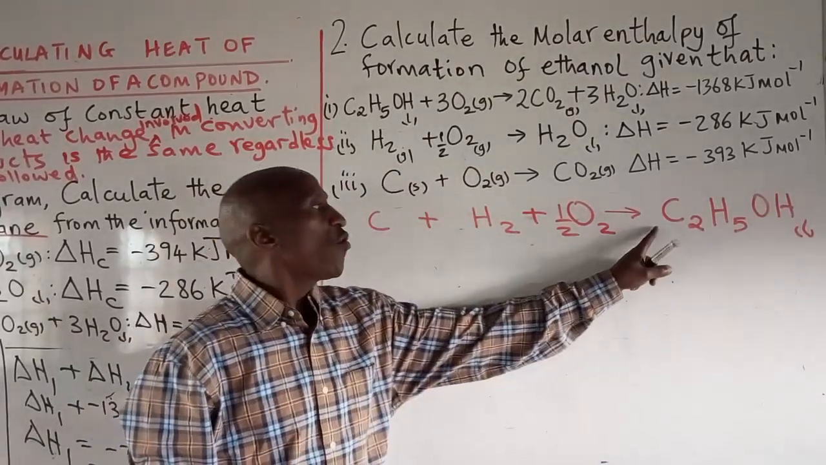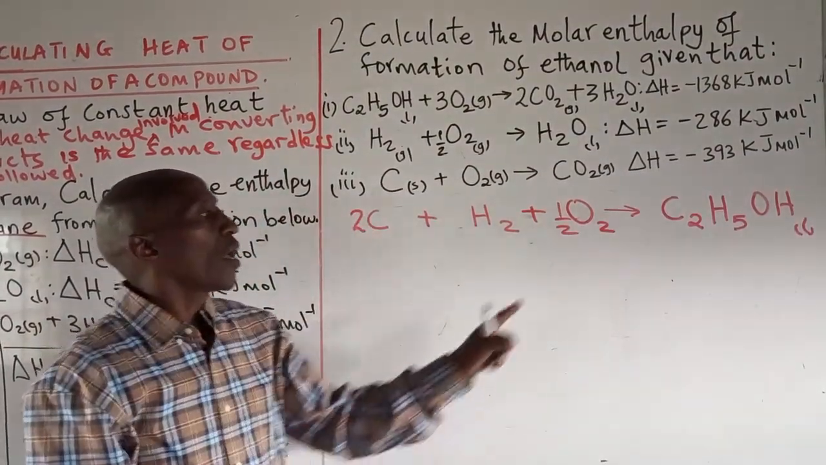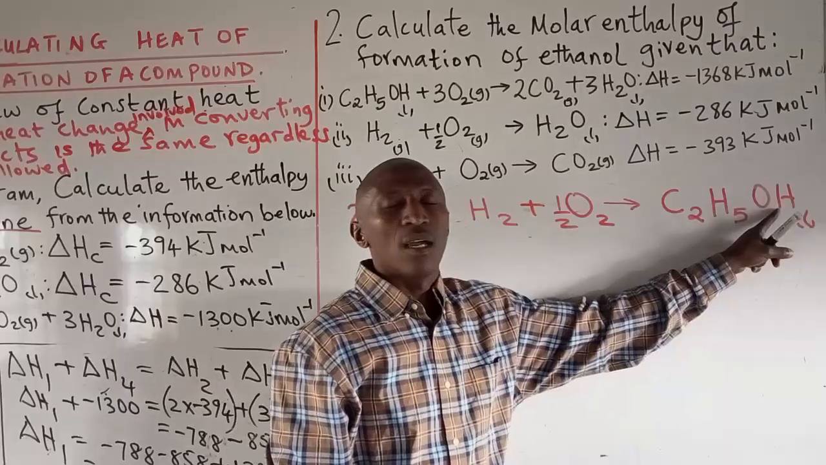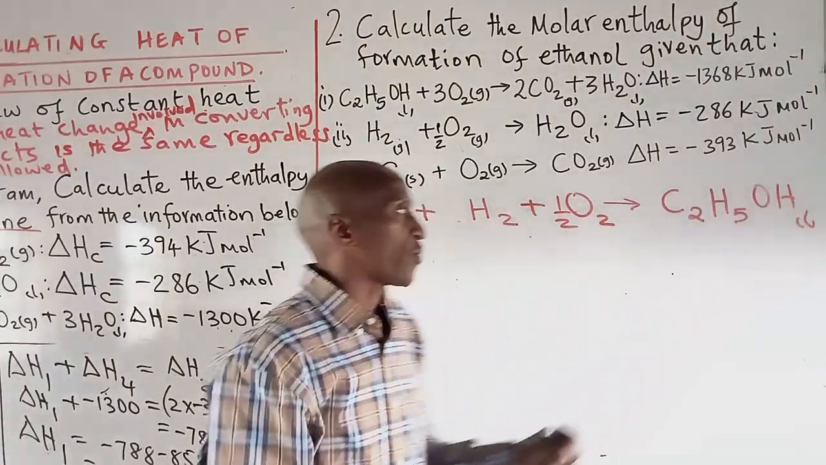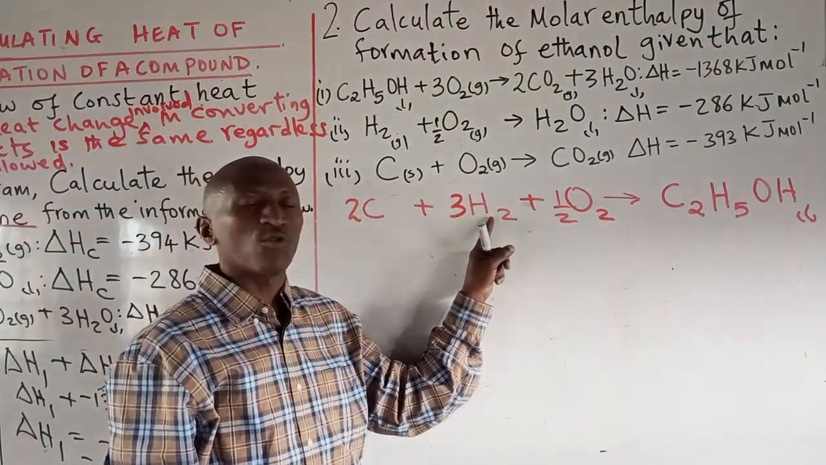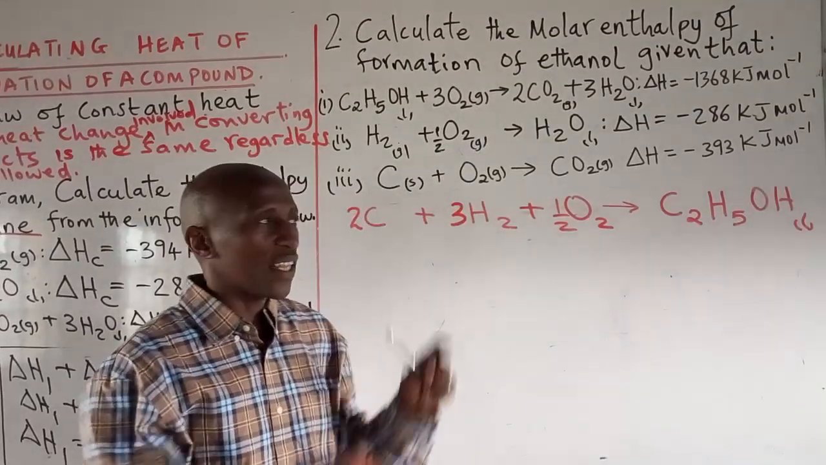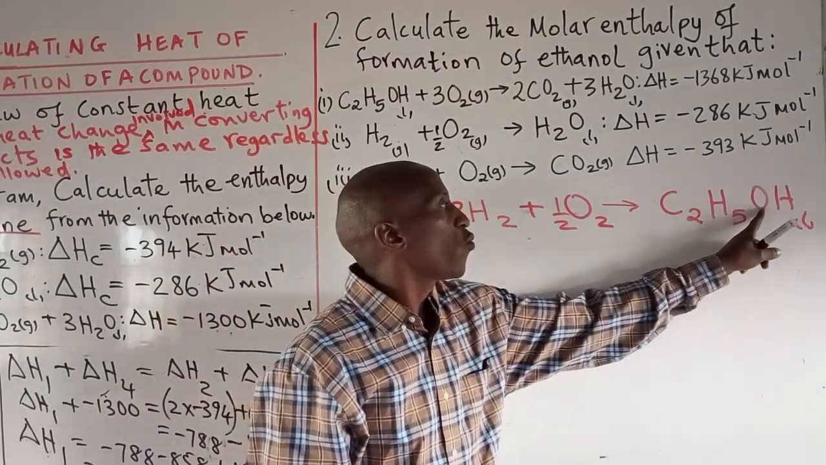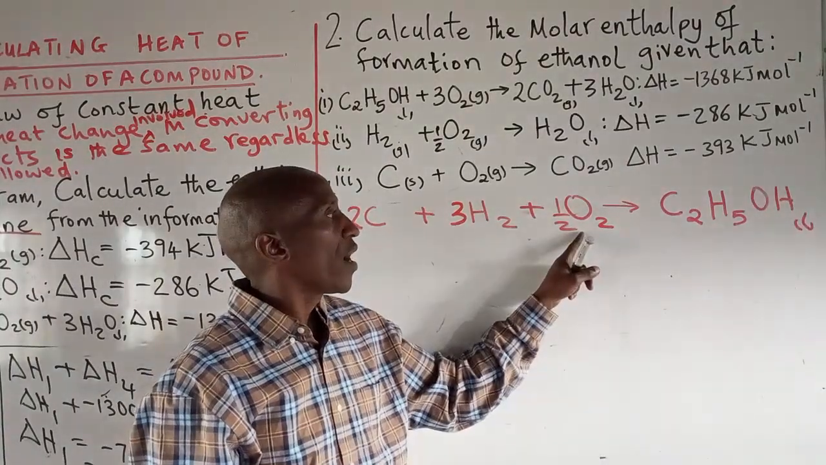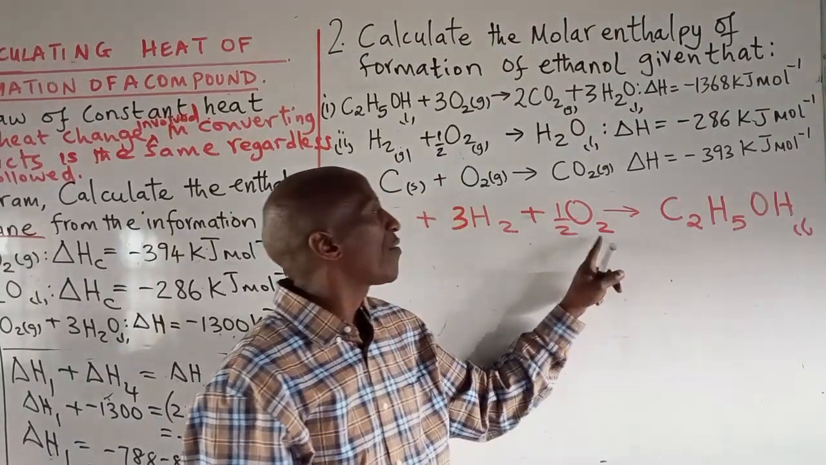Now, 1 mole of ethanol requires 2 moles of carbon. 1 mole of ethanol requires 6 hydrogen atoms. So we shall get that from 3 moles, because every mole has 2 atoms, so 3 will have the 6 atoms of hydrogen that are required. And we need 1 mole of oxygen atoms, which we get from half. We need one atom per molecule. We get it from half a mole of oxygen.